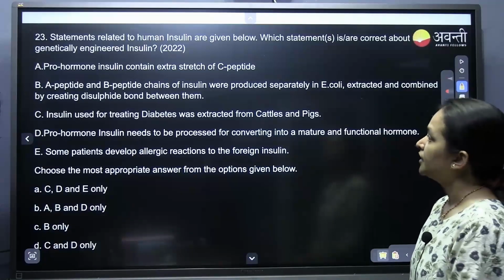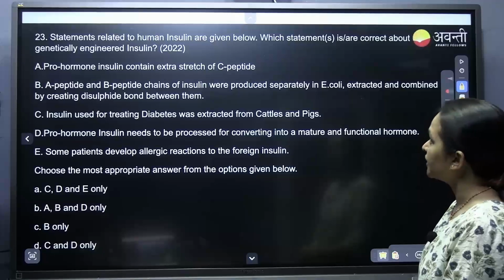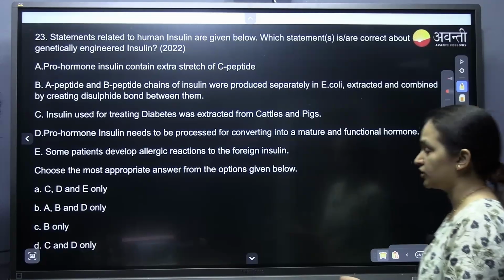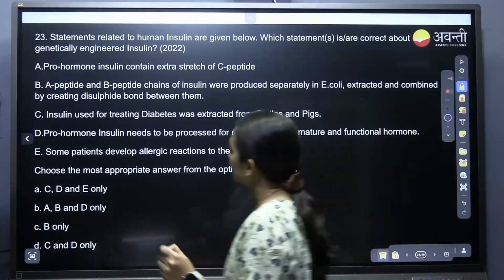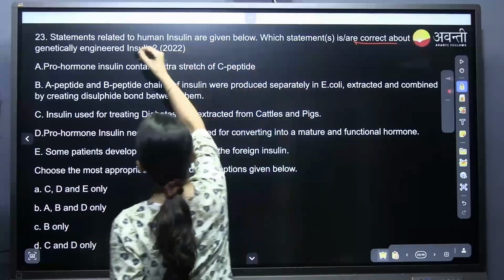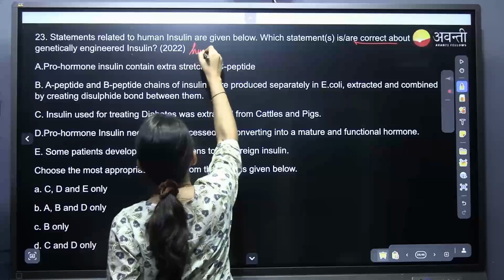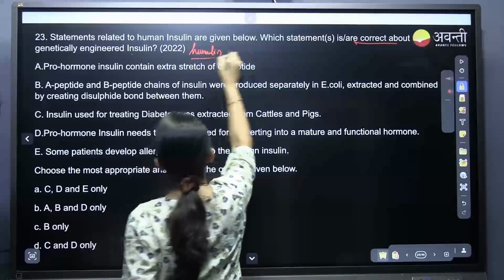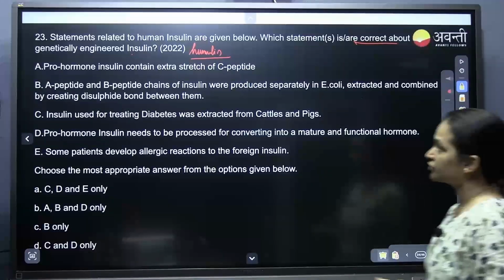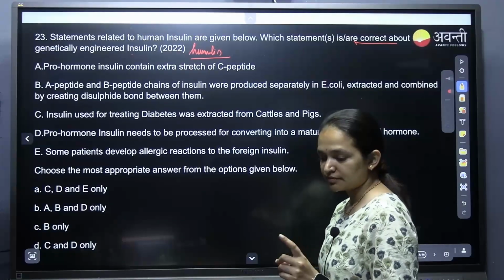Statements related to human insulin are given below. Which statement is correct about genetically engineered insulin? We need to find the correct statement for genetically engineered insulin, which means humulin. Prohormone insulin contains an extra stretch of C peptide. Correct.